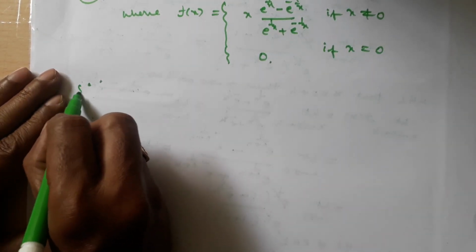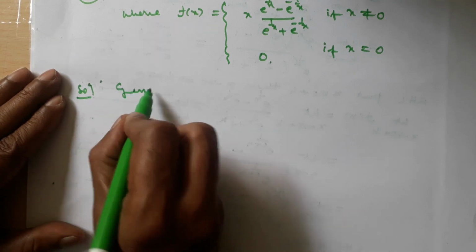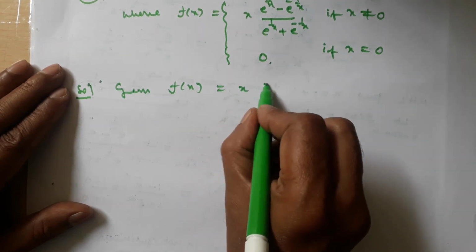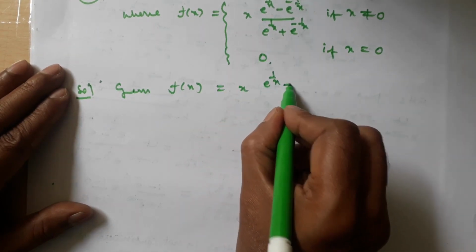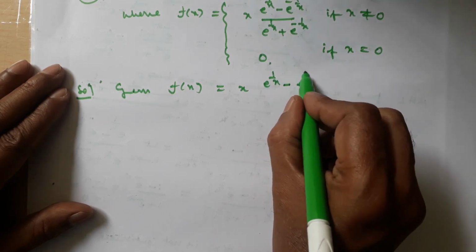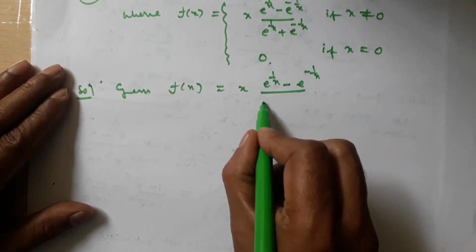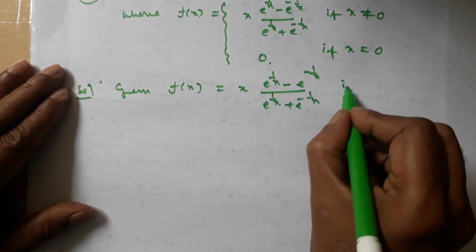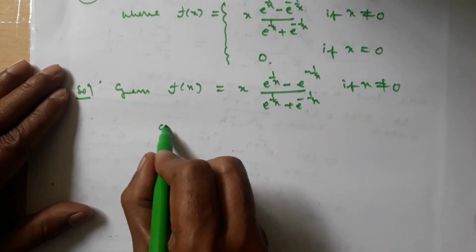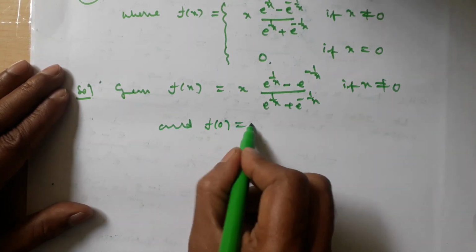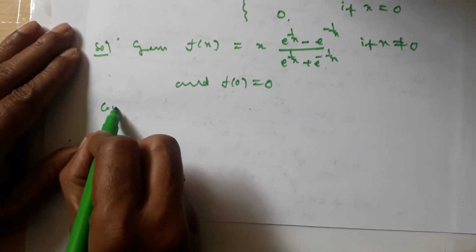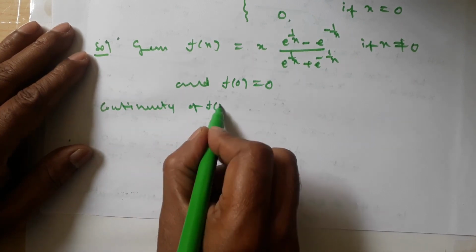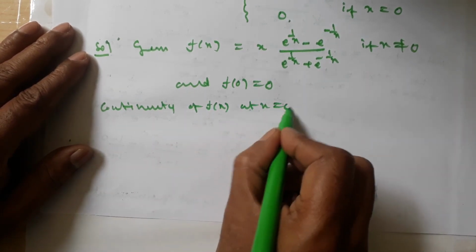Next solution. As given, f of x is equal to x times (e power 1 by x minus e power minus 1 by x) divided by (e power 1 by x plus e power minus 1 by x) if x is not equal to 0, and f of 0 is equal to 0. Right, continuity. The procedure is the same. Continuity of f of x at x is equal to 0.